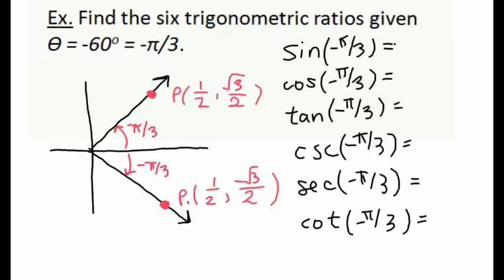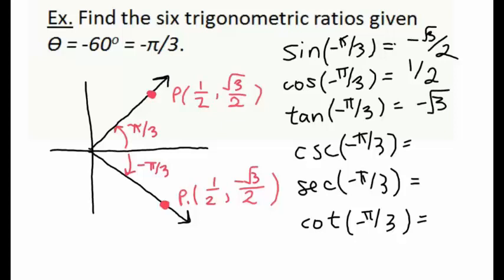So let's begin filling in values for our trigonometric ratios, starting with sine of negative pi by 3. Well, if we know this point down here, sine is going to be the y-coordinate of this point. So sine of negative pi by 3 is going to be negative square root 3 over 2. Cosine of negative pi by 3 is going to be the x-coordinate down here, or it's going to be 1/2. And tan of negative pi by 3 is going to be the y-coordinate divided by the x-coordinate. In this case, we're going to get negative square root of 3.